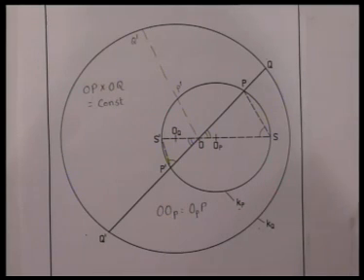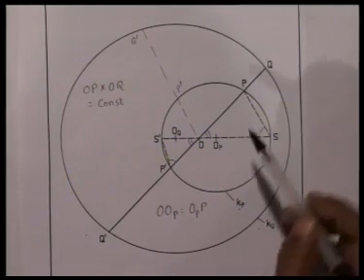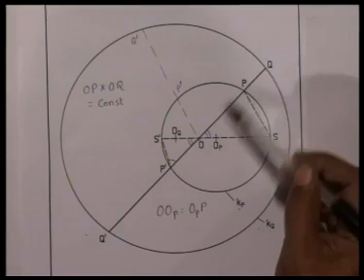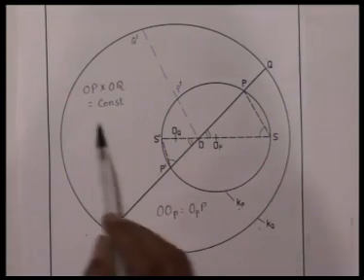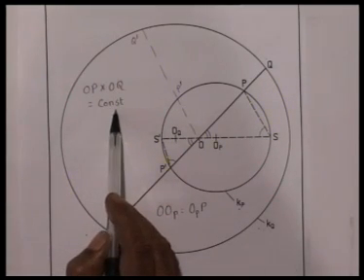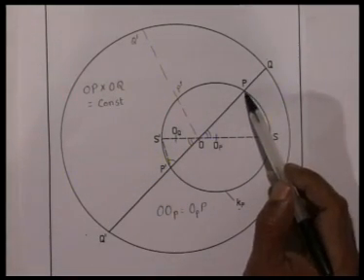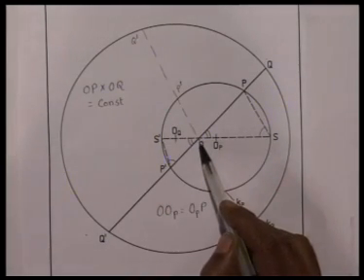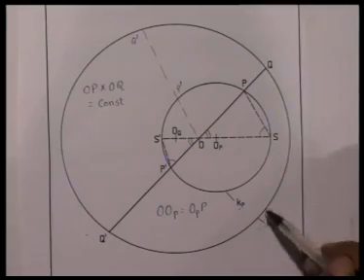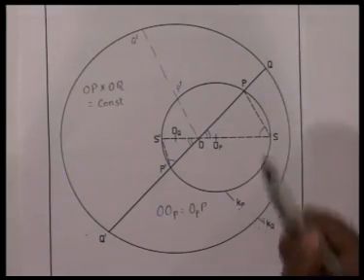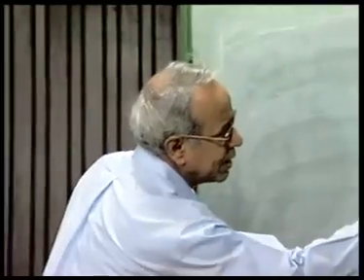And this is what we will prove next: that if two points P and Q move in a plane such that the line PQ passes through a fixed point O and OP into OQ remains constant, and P generates a circle passing through the fixed point O, then Q will be generating a straight line, that is, a circle of infinite radius.